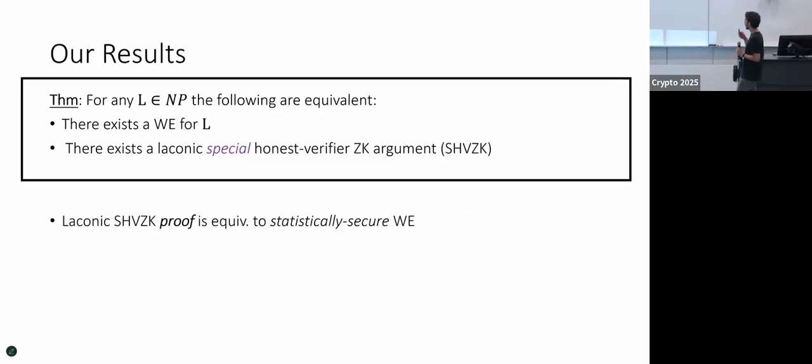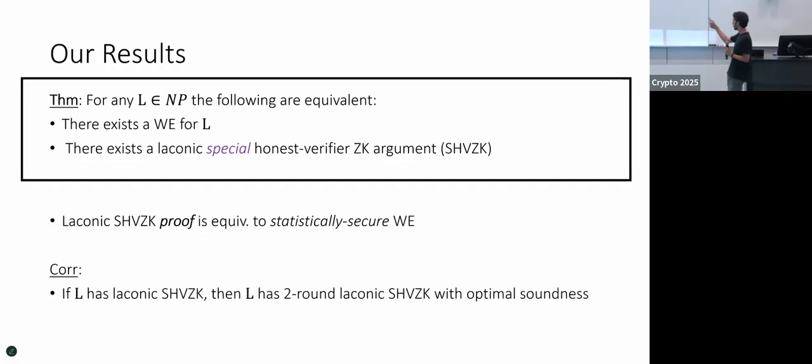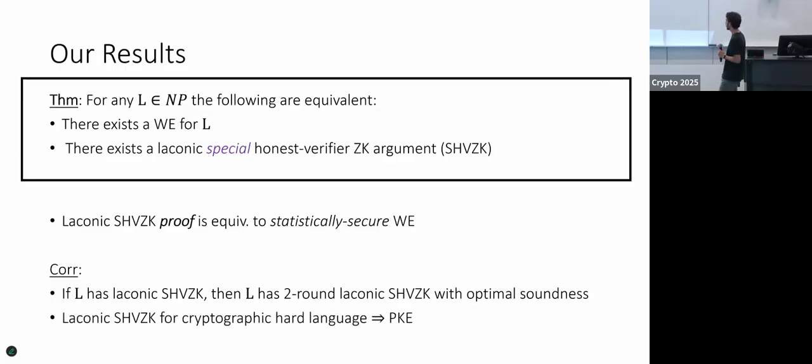And I will just say that if we start from a proof system instead of arguments, if the proof is sound against any prover, not just efficient provers, then this is equivalent to statistically secure witness encryption. And also, as a corollary, we get that if L has laconic special honest verifier zero knowledge, then it also has two-round laconic special honest verifier zero knowledge with optimal soundness, because this is what we get from witness encryption. And also, this gives that laconic special honest verifier zero knowledge for a cryptographically hard language gives public key encryption.